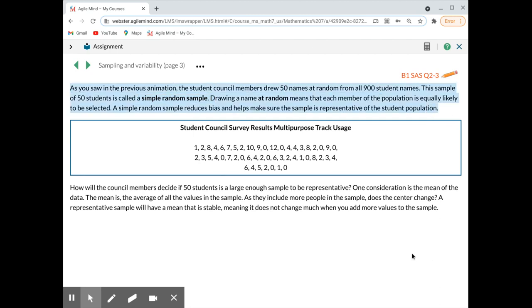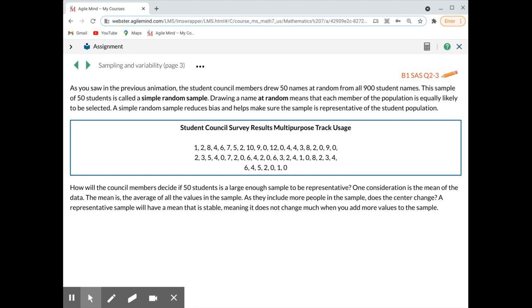As you saw in the previous animation, the student council members drew 50 names at random from all 900 student names. This sample of 50 students is called a simple random sample. Drawing a name at random means that each member of the population is equally likely to be selected. A simple random sample reduces bias and helps make sure that the sample is representative of the student population.